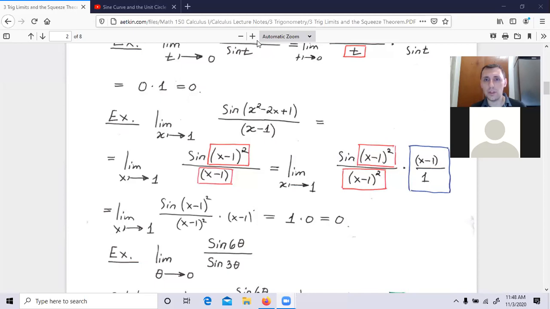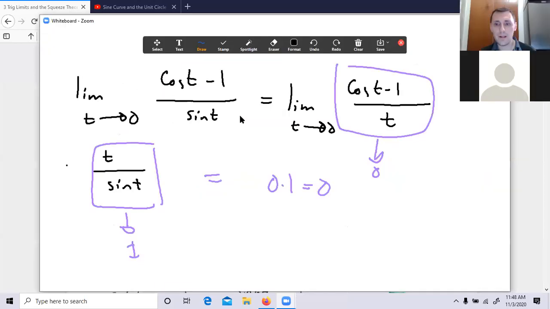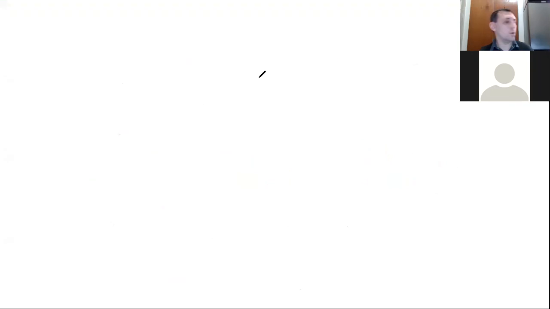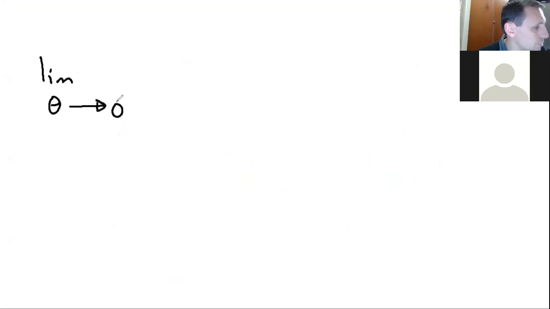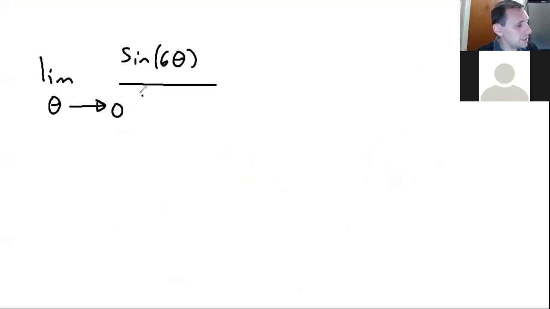Here is one more question. What about this, guys? What about the limit as theta goes to zero of sine of six theta divided by sine of three theta.